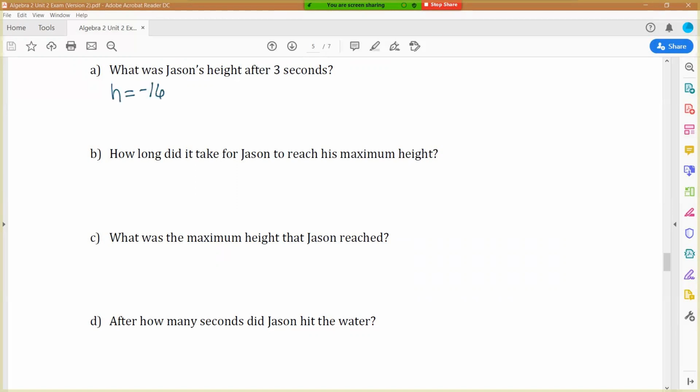So -16 times 3 squared plus 16 times 3 plus 672. Again, I highly suggest that you write this step out before you type it in your calculator, because I can give you 1 point for writing this down, even if you type it in your calculator incorrectly and get the wrong answer. So when I typed it in my calculator, I got 576 feet.